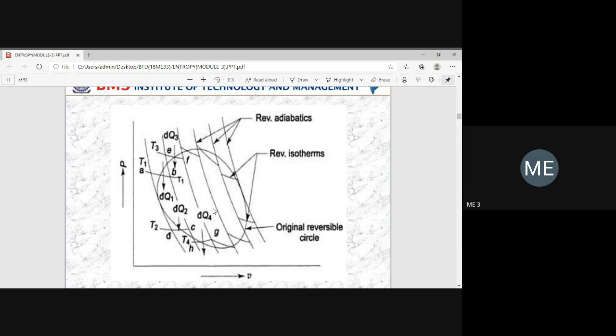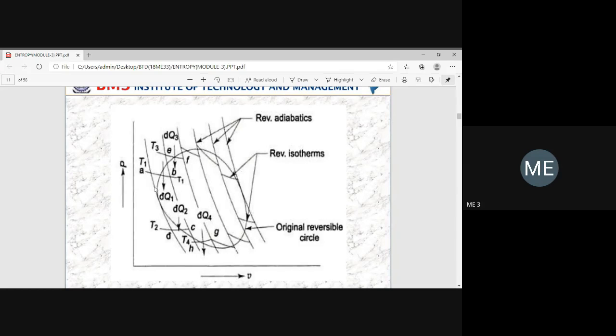Okay, these are 1, 2, 3, 4 like that. You have to cut the original curve into a number of reversible adiabatic lines. We know that the adiabatic process is the one which follows the law PV^gamma equals constant, where gamma equals the ratio of specific heats, Cp divided by Cv, and gamma is 1.4 for air.